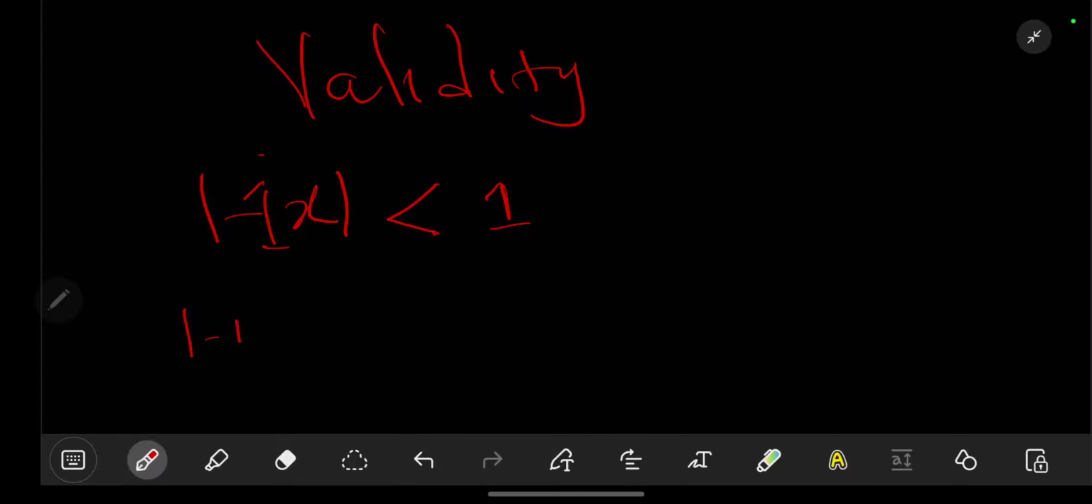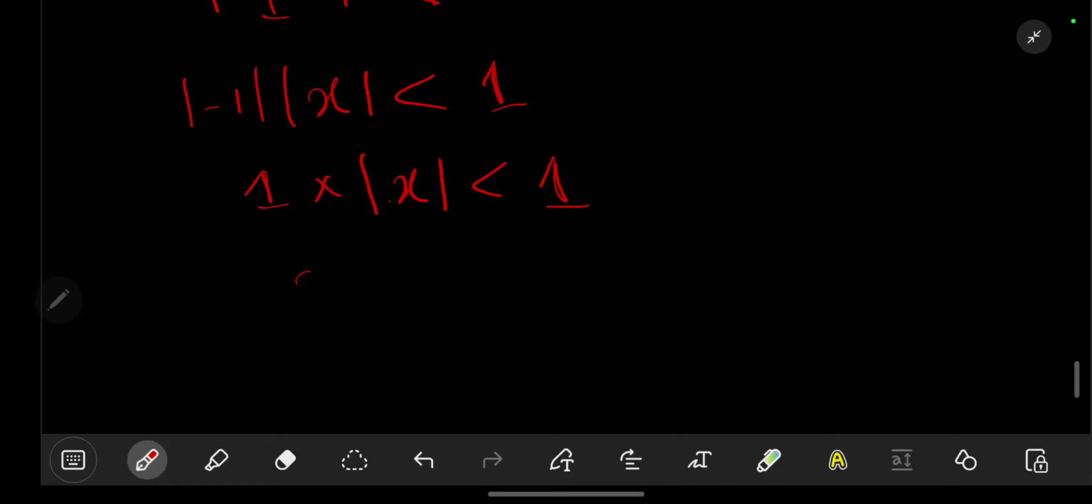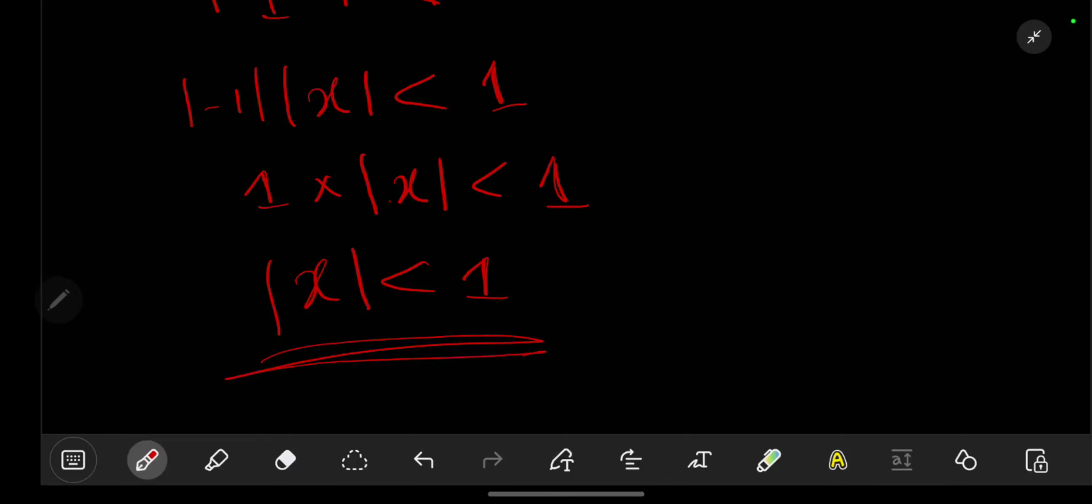You can split the negative 1 in an absolute value and the positive x in the absolute value less than 1. The absolute value of negative 1 is positive 1 times the x, then you have this. So the absolute value of x will be less than 1. So if you are told to find the interval, that is the answer. Or if you are told to find the validity, that is the answer.